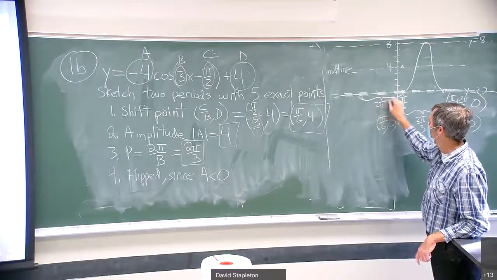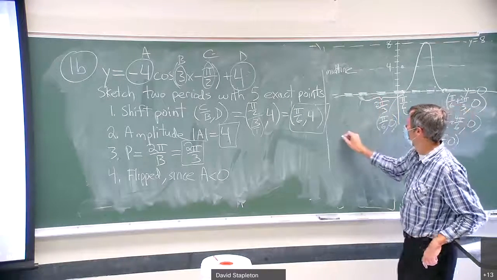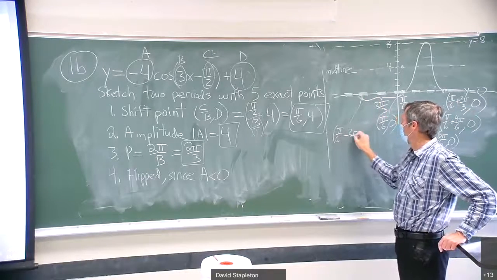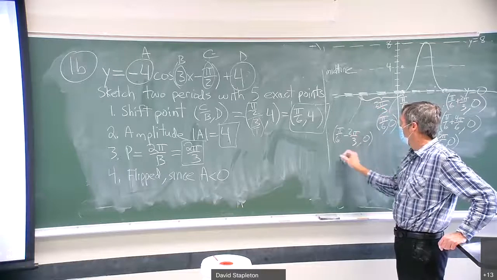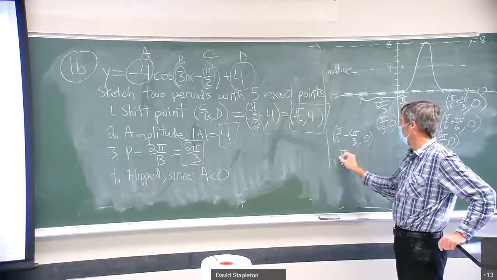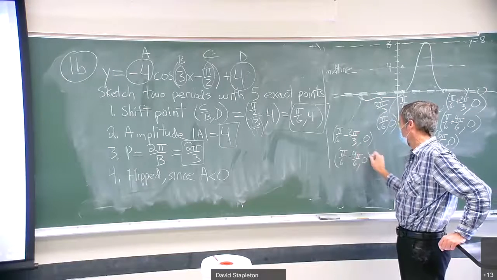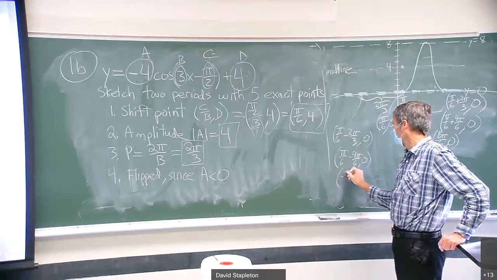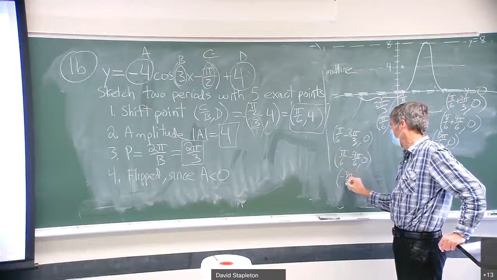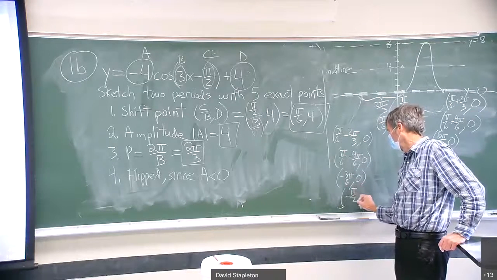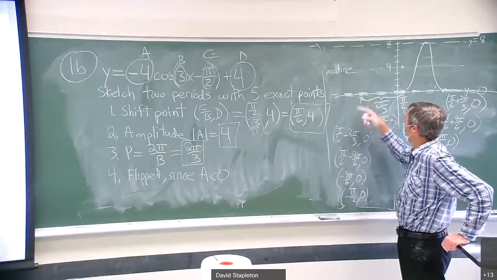2 pi over 3 this way takes me to the point with coordinates pi over 6 minus 2 pi over 3, 0. And then I do my fast quotients here again. Pi over 6 minus 4 pi over 6, 0 is minus 3 pi over 6, 0, which reduces to minus pi over 2, 0. That's this point right here.